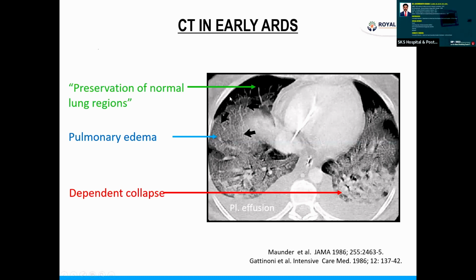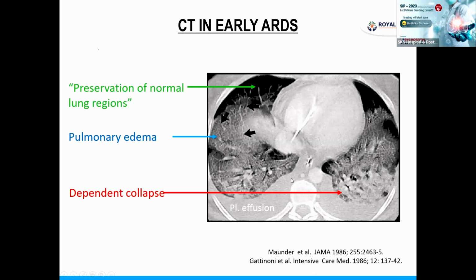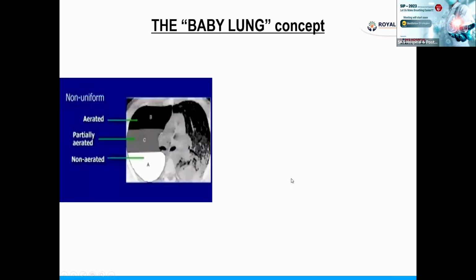That is, more normal lung is preserved in the anterior portion, and more dependent collapse and alveolar edema of the ARDS happens in the posterior portion of your lungs. The importance of this is that is when the concept of baby lung came. As you all know, the normal adult tidal volume, we usually give around 8 to 10 ml per kg. That is for an adult, around 500 to 600 ml. Whereas for a baby, the same 6 to 8 ml per kg will come to only 50 to 100 ml.